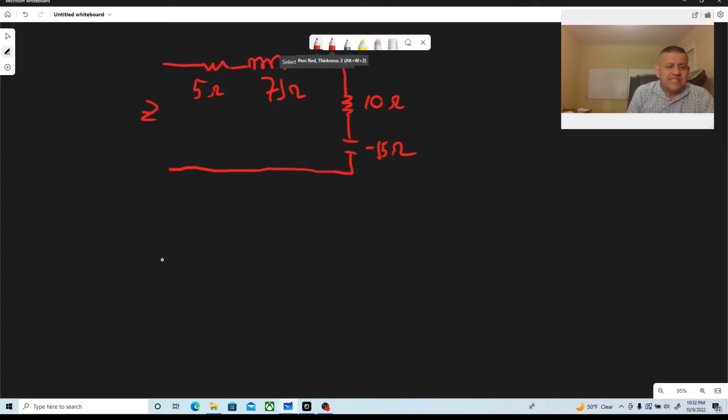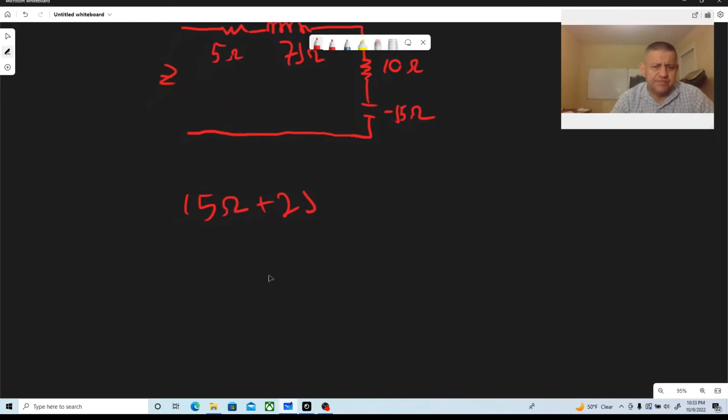Let's add this: 5 ohms plus 10 ohms is going to be 15 ohms. And we have 7J plus negative 5J, which is going to be equal to plus 2J.